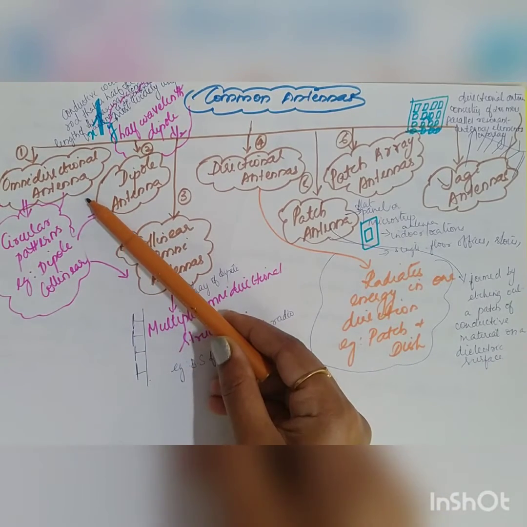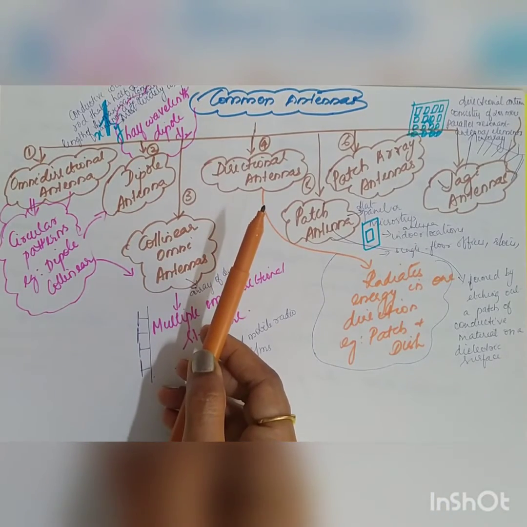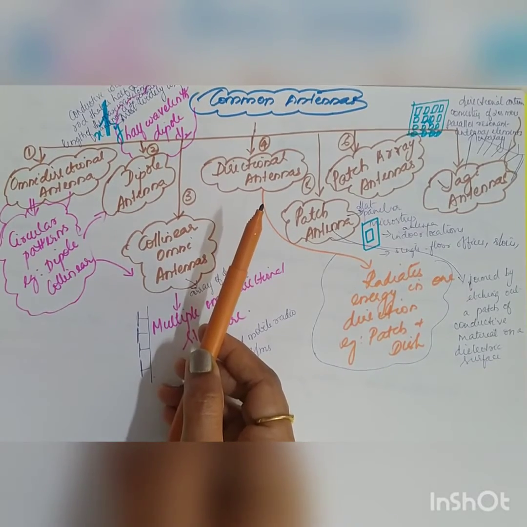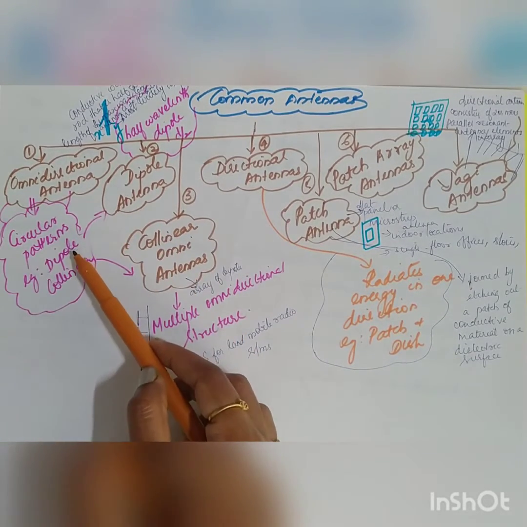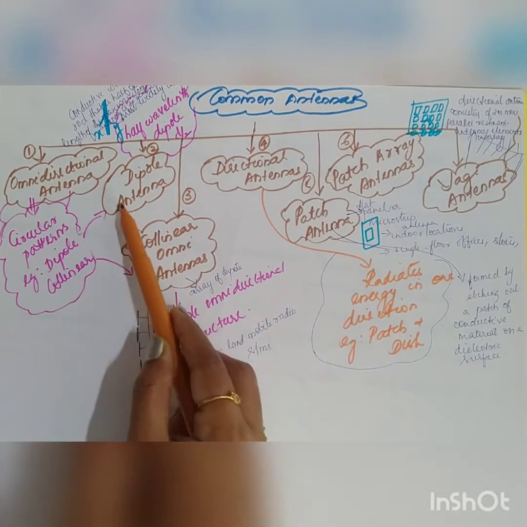What is meant by omnidirectional? In all the directions, right? So the omnidirectional antenna has circular patterns in a given plane with directional pattern in any orthogonal plane. The examples are your dipole and your collinear antennas, that is the second and third type.